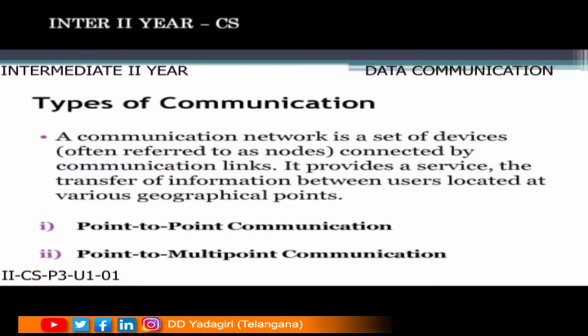Coming to the next topic in this unit, types of communication. A communication network is a set of devices often referred to as nodes, connected by communication links. It provides a service, the transfer of information between users at various geographical points. There are two types of communications. First is point-to-point communication. Second is point-to-multipoint communication.